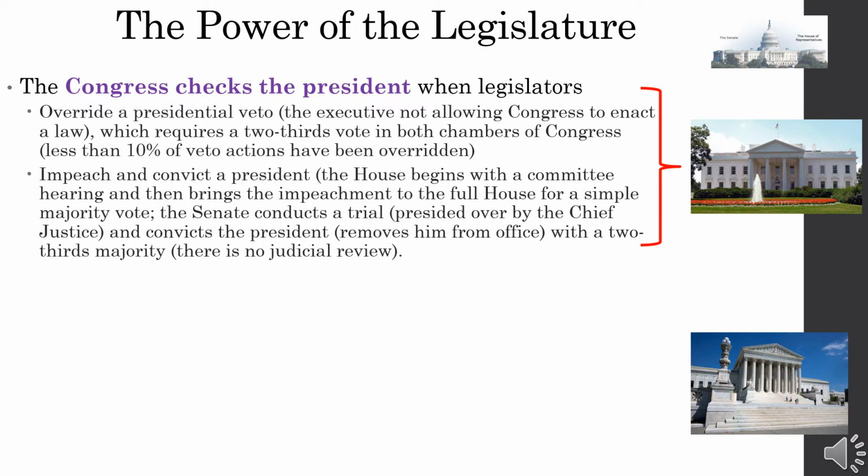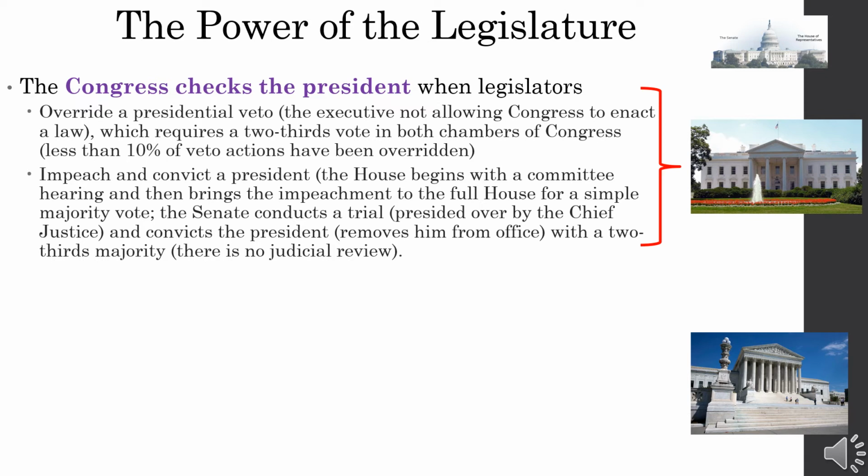That's several members of the House having a hearing, and then they bring the impeachment to the full House for a simple majority vote. If they vote yes, they've impeached the president. The Senate then conducts a trial, which is presided over by the Chief Justice of the United States Supreme Court, and they convict the president or remove him from office with a two-thirds majority. And there is no judicial review.